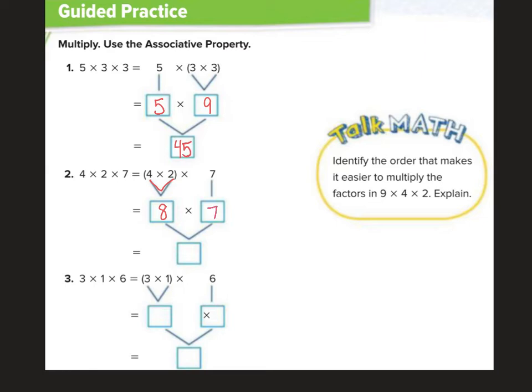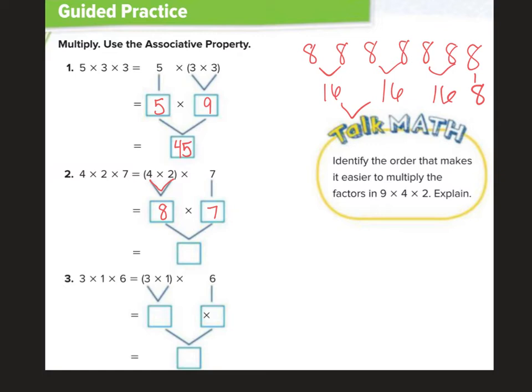Now, let's see. If I add together 7 8s, 1, 2, 3, 4, 5, 6, 7, I'd get 16, 16, 16, and 8. 2 16s are 32. 16 and 8 is 24. So if I take 32 plus 24, I'd get 56.